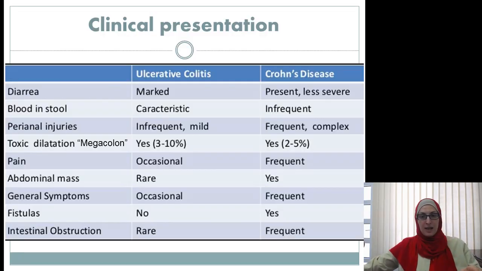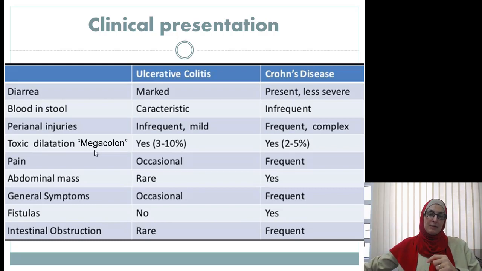This is another slide just making comparisons between ulcerative colitis and Crohn's disease. Diarrhea, as we stated, in ulcerative colitis, and blood in stool, which is the characteristic of the disease. Well, it's actually very rare in Crohn's disease. Toxic dilatation, which means megacolon. So the patient would have bloating and the colon would become so huge, and this is a case of emergency.